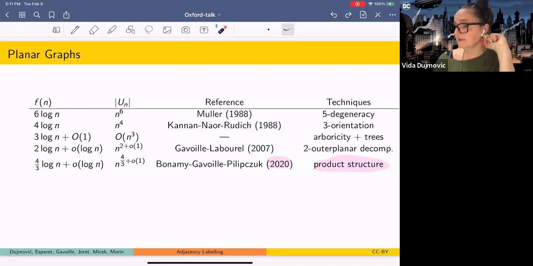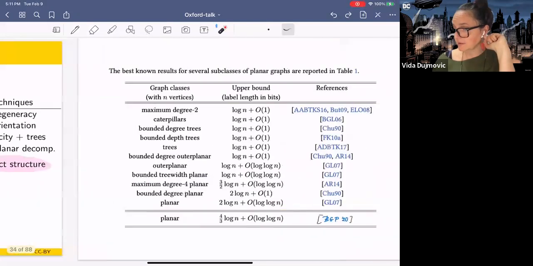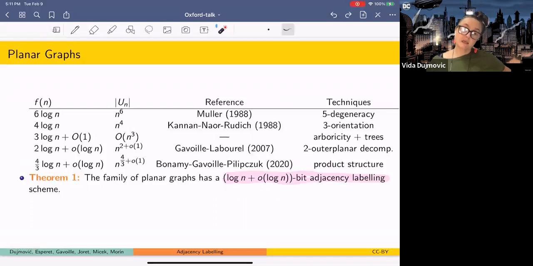Okay, so there's a whole table of past results. We managed to get the optimal result. Optimal meaning we managed to get 1 in front of the log n for the labeling of planar graphs, which of course, based on universal graphs, means there is a universal graph that contains all planar graphs that has n to the 1 plus something small. So the size of the universal graph is n to the 1 plus something small for planar graphs, up to lower order terms. This is the best we can hope.